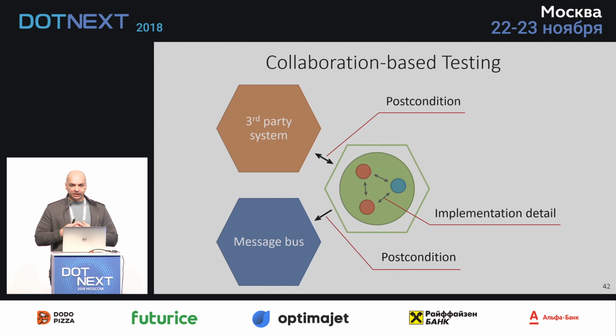So, collaboration-based testing can be beneficial here because it allows you to do exactly that. It allows you to verify the communication pattern between your application and external applications. And the tests that you get as a result don't couple to implementation details, because this type of communication is observable from the outside world and it does comprise the application's public API.